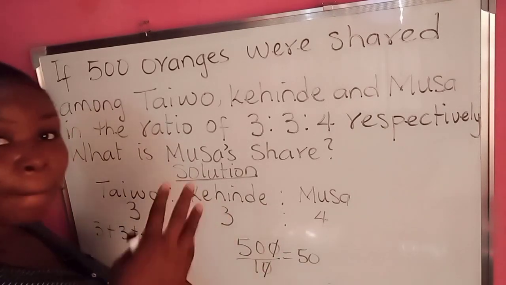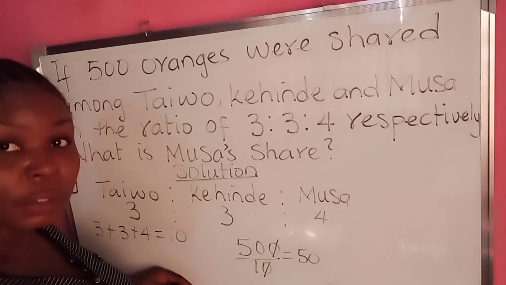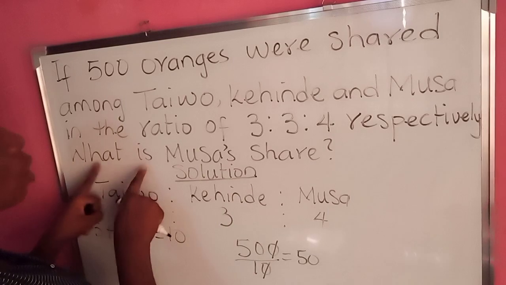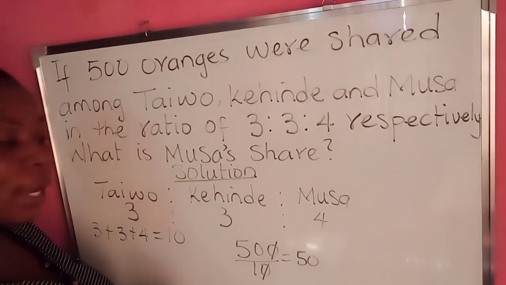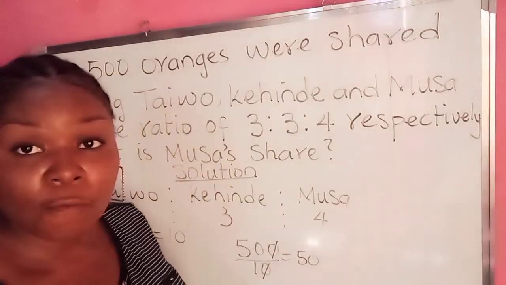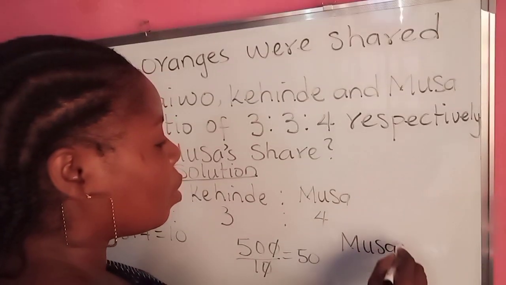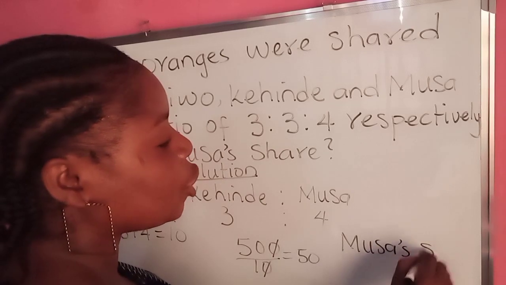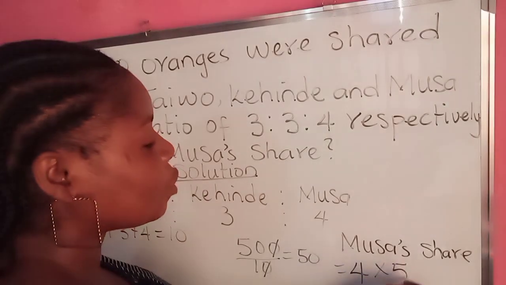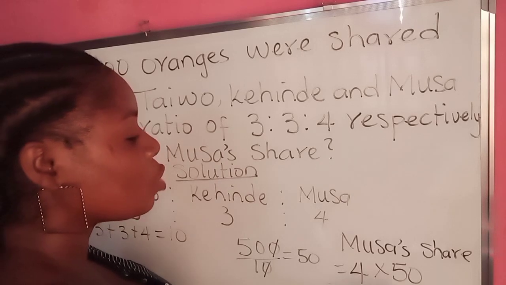Also, Kehinde did the same. Packed 3 heaps of 50 oranges. So 3 times 50, that's 150 also. Now, I want to concentrate on Musa because the question says, what is Musa's share? Since 1 heap is 50, he came and packed 4 shares. So Musa's share is equal to 4, which is the shares, times 50, which is the number of oranges in one share. So 4 times 50 is simply 200 oranges.